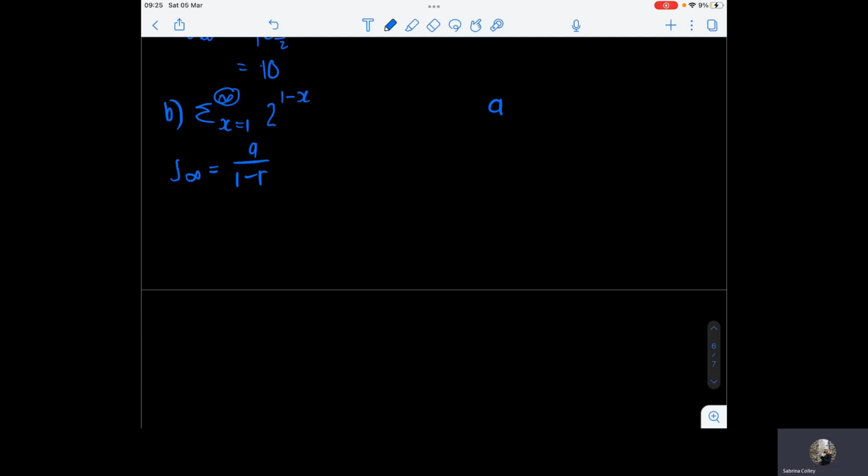So we know that my term starts at term 1. So it's going to be 2 to the power of 1 minus 1, and that will be 2 to the power of 0, which will be 1. So my A is equal to 1. So the sum to infinity is going to be 1 over 1 minus, and my R is 2. So this will be 1 over negative 1, which will be negative 1.